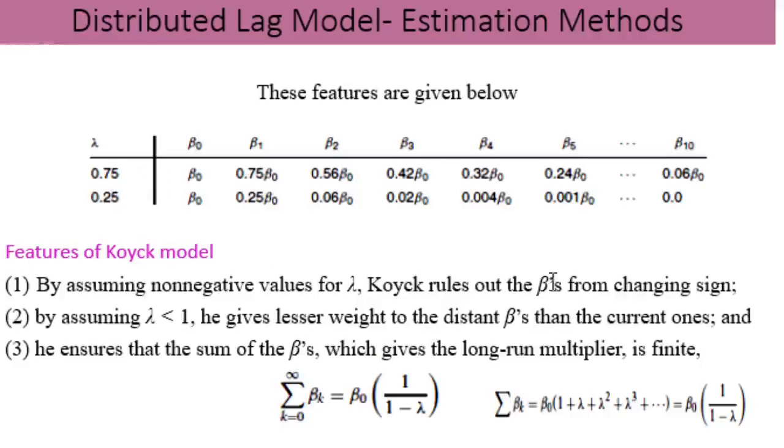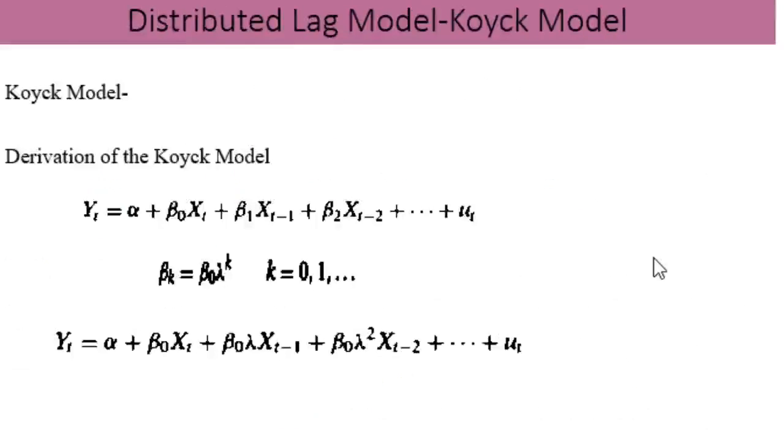Then the features are given here. The beta won't change its sign because the value of lambda is positive. By assuming lambda less than 1, he gives lesser weight to the distant betas than to the current one, and the long run multiplier is a finite one. The long run multiplier is defined as beta 0 into 1 by 1 minus lambda. In this section, the derivation of the Koyck model is given.